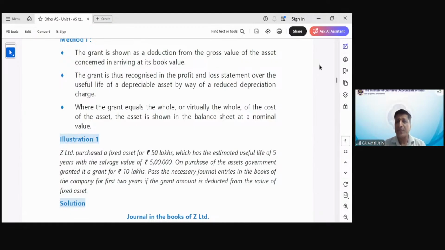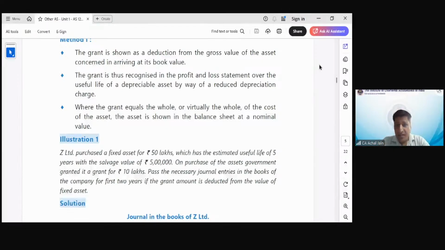Z Limited purchased a fixed asset for 50 lakhs, which has an estimated useful life of 5 years and salvage value of 5 lakhs. On purchase of the asset, the government gave a grant of rupees 10 lakhs. You are required to pass the journal entries in the books of the company for the first 2 years if the grant amount is deducted from the value of the fixed asset. Now, in most of the questions, what I've seen is the answer is given in the question itself.